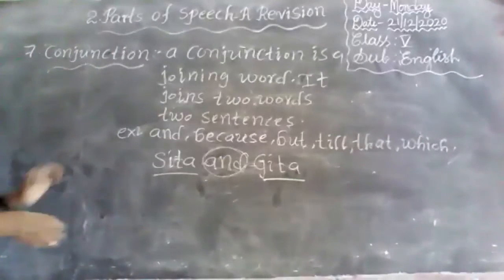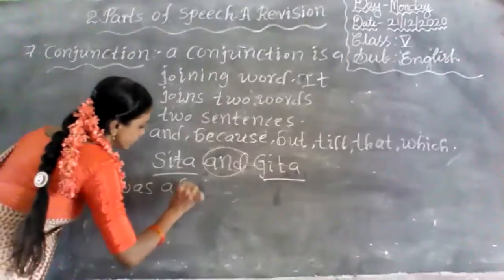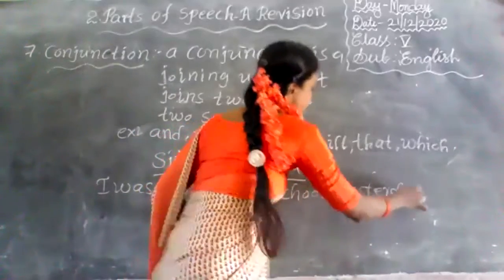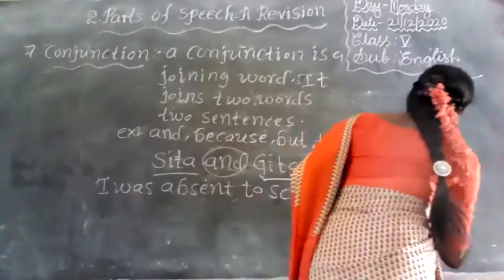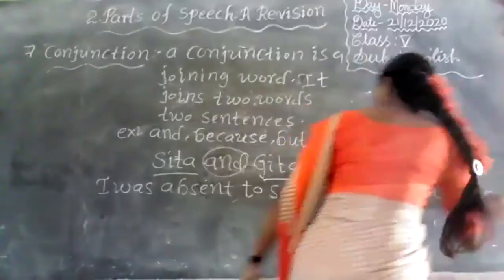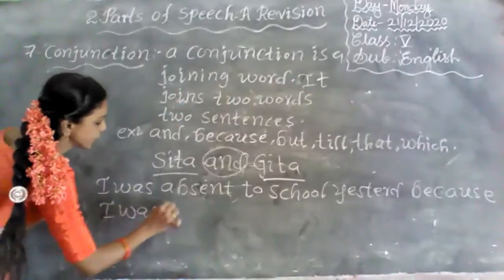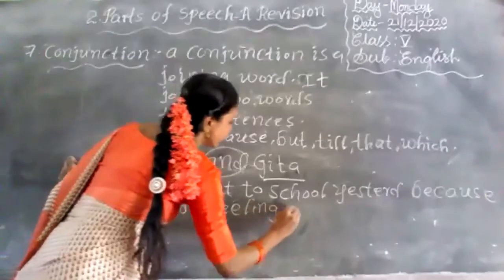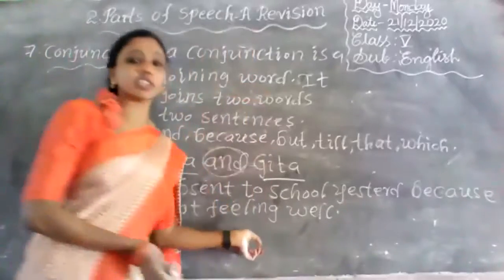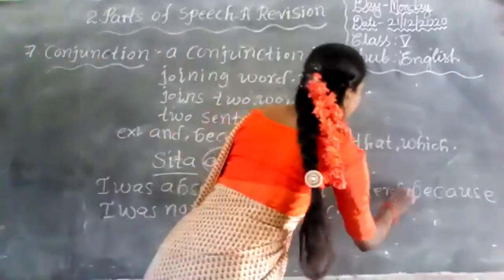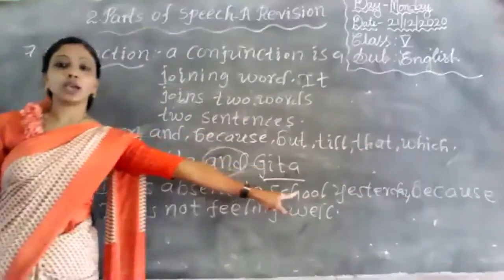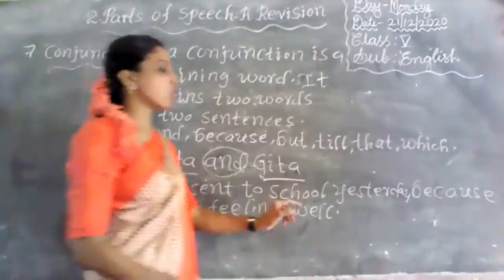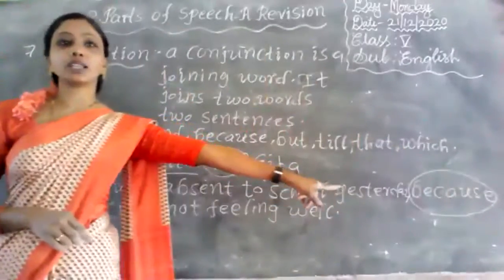One more example. I was absent to school yesterday because I was not feeling well. Have you seen the two sentences? I was absent to school yesterday is one sentence. One more sentence is I was not feeling well. So here, because is joining two sentences. Because is the joining word.